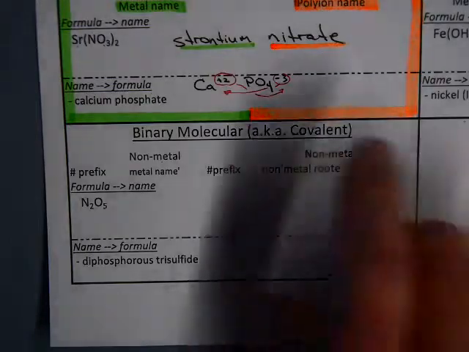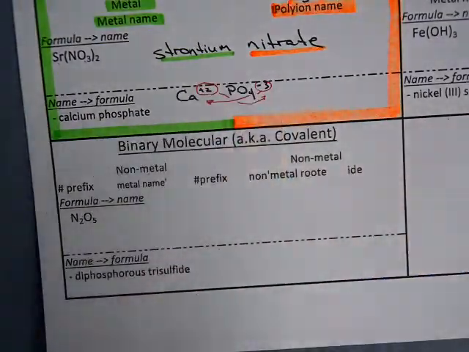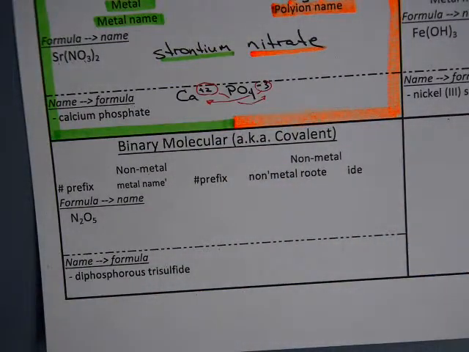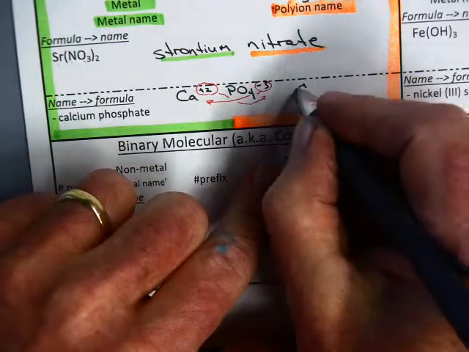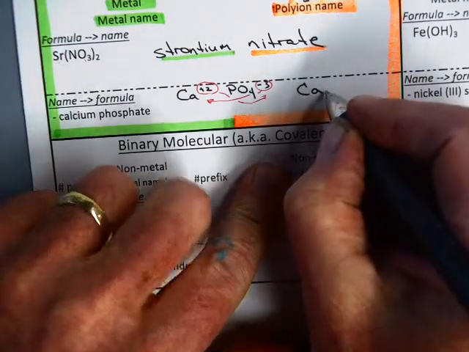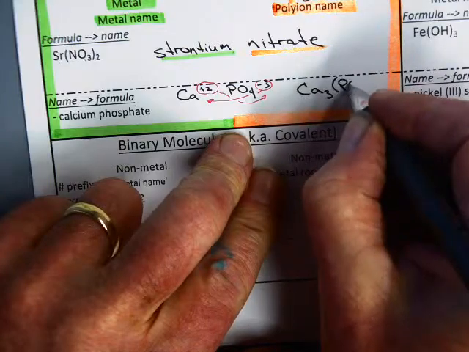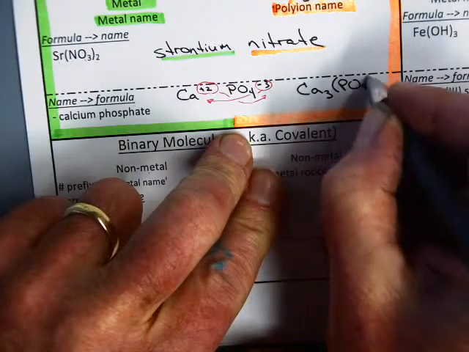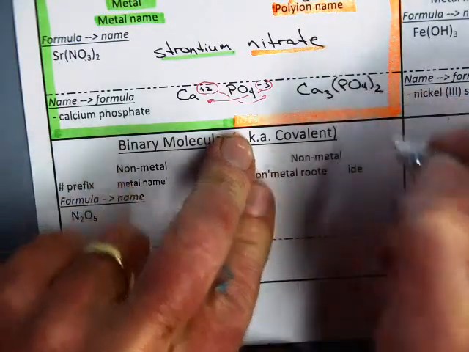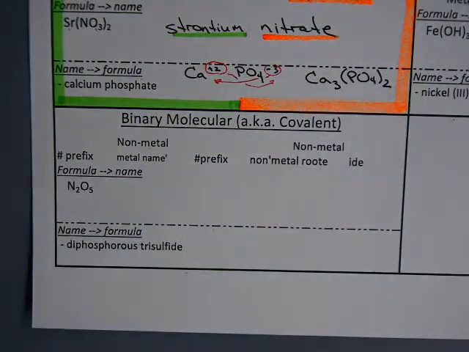So in this one here, I have to protect that. And Scott, wow, that's great. This becomes Ca3(PO4)2, calcium phosphate.